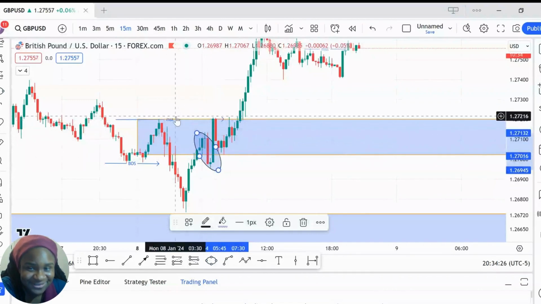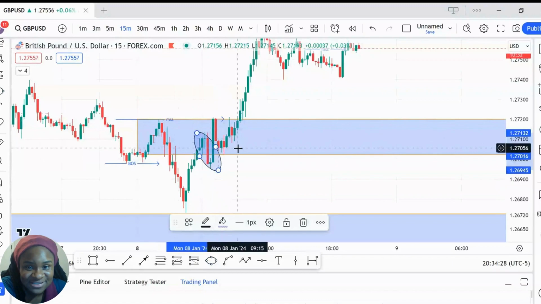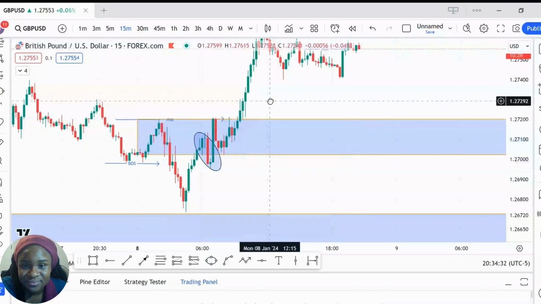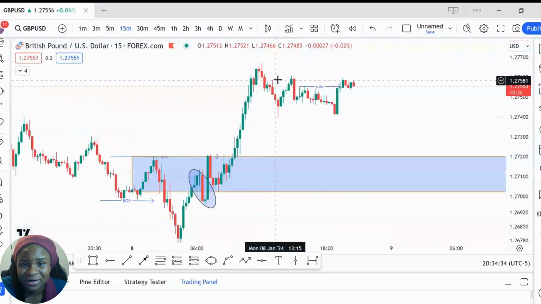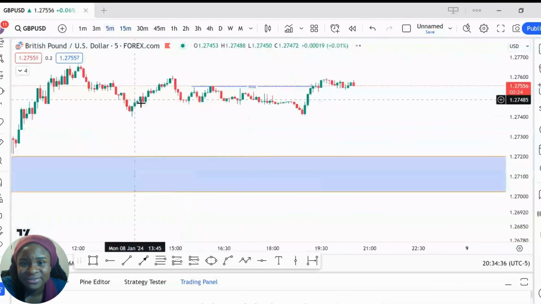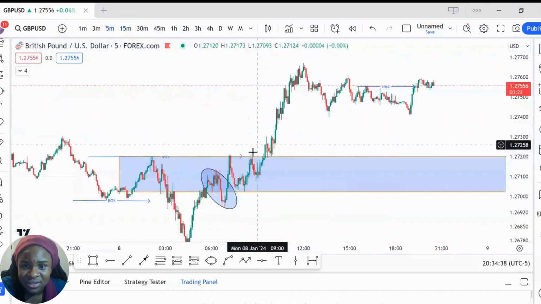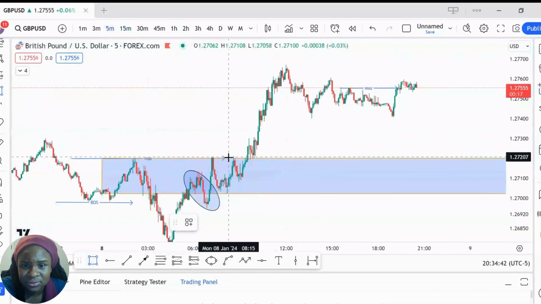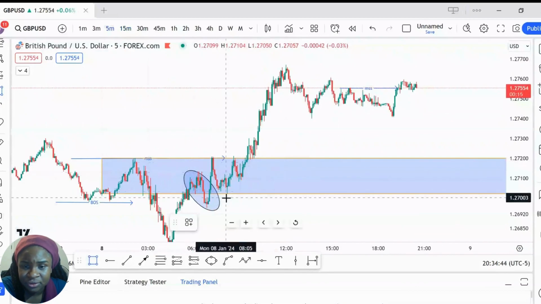Then the market came and broke it and retested. So around here, I'm looking for an entry. I can't find any entry around here. I check 5 minutes. The entry I can take around here would be this one. Break of structure.